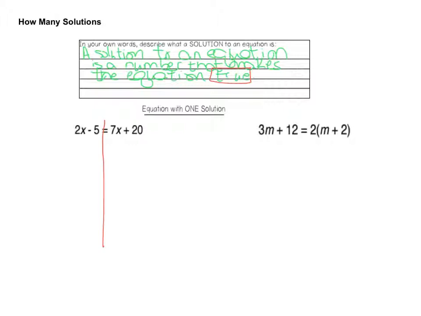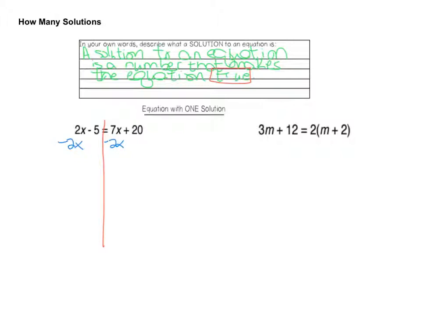Then we're going to look at the left side. Is there any distributive property on the left? No. Any distributive property on the right? No. Any combining like terms on the left? No. Combining like terms on the right? No. Then the next thing we do is we move the smallest variable. So I have a 2x and a 7x. Which one of those is smaller? 2x. So how do I get rid of a positive 2x? We're going to subtract 2x from both sides.